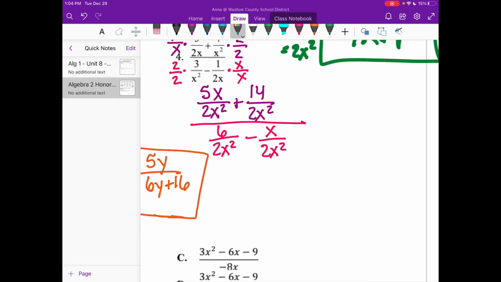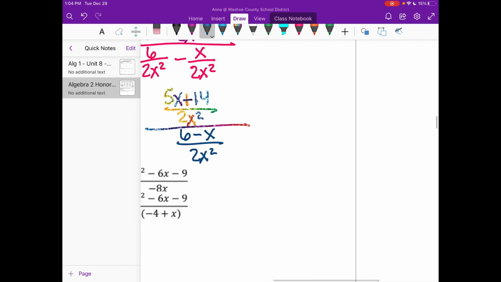Alrighty. So go ahead and add those. Make one fraction on top, one fraction on the bottom, and you have common denominators, so it shouldn't be a problem. So 5x plus 14, we just write it like that. 5x plus 14 all over 2x squared. All over, because we haven't changed those complex fractions yet. 6 minus x over 2x squared.